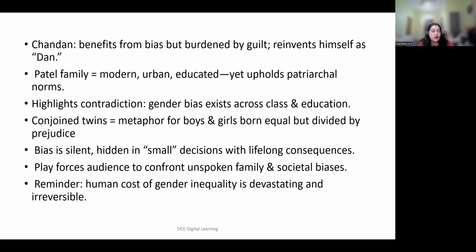The Patel family is modern, urban, educated, yet upholds patriarchal norms. This highlights the contradiction of how gender bias exists across class and education. The conjoined twins can be taken as a metaphor for boys and girls born equal but divided by prejudice. Bias is silent, hidden in small decisions with lifelong consequences. The play forces the audience to confront unspoken family and societal biases. A reminder: the human cost of gender inequality is devastating and irreversible.